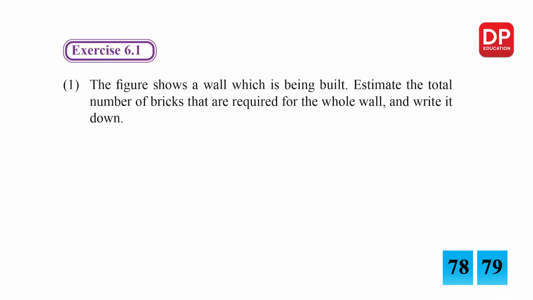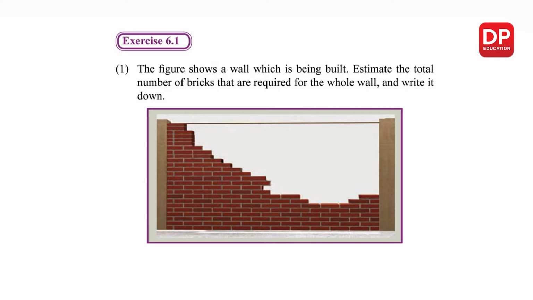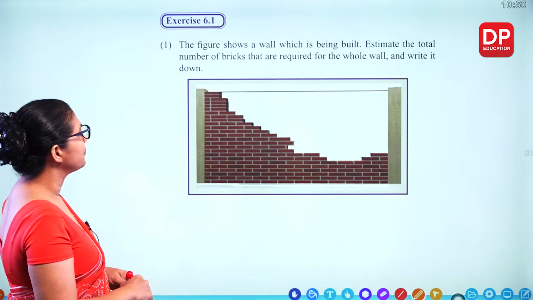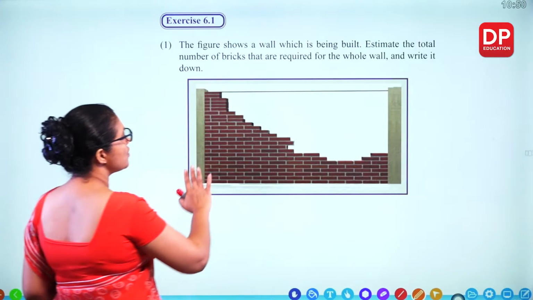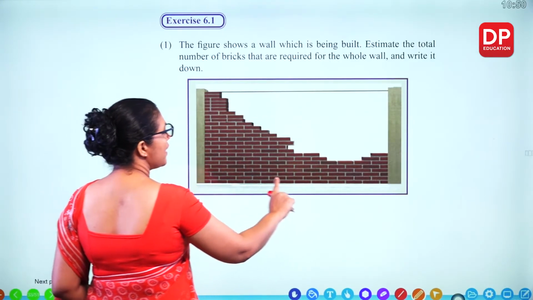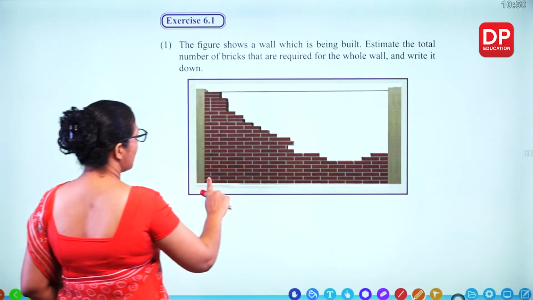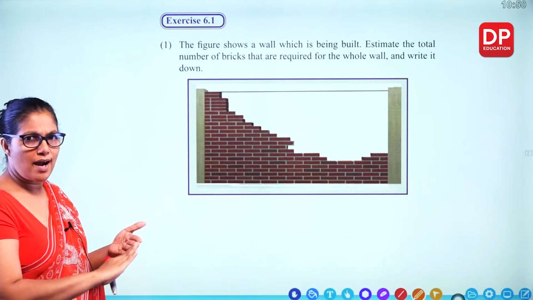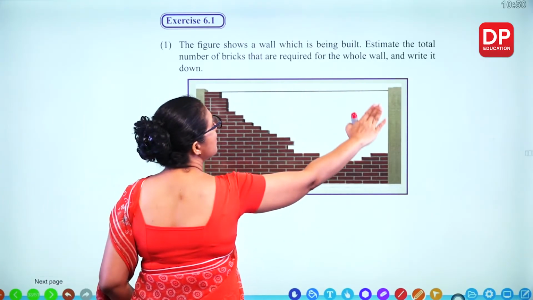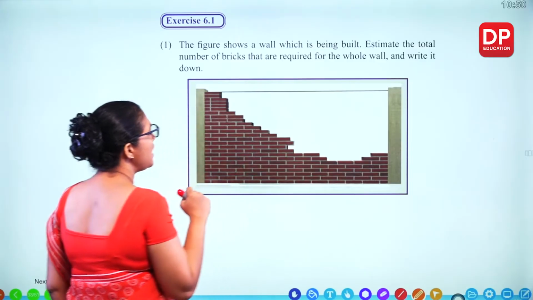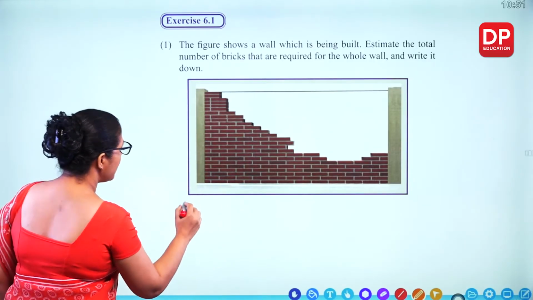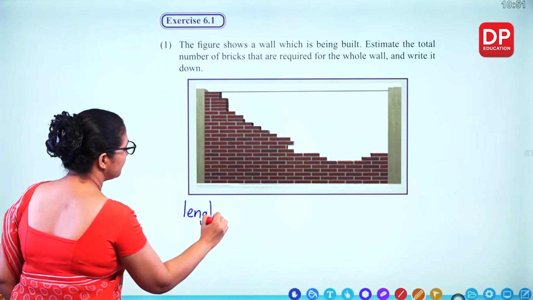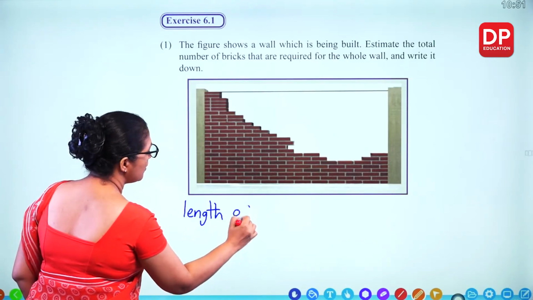Exercise 6.1. The figure shows a wall which is being built. Estimate the total number of bricks that are required for the whole wall and write it down. So what can you say roughly? We can find out the number of bricks lengthwise and height-wise and then multiply. So the area is the total number of bricks you need. So what's the length of the wall?